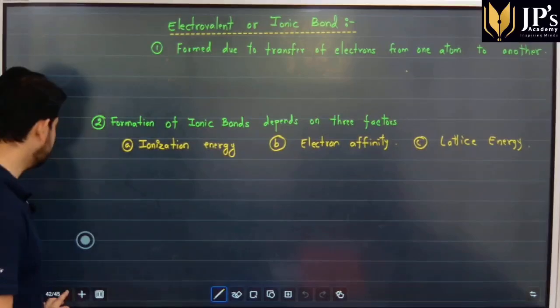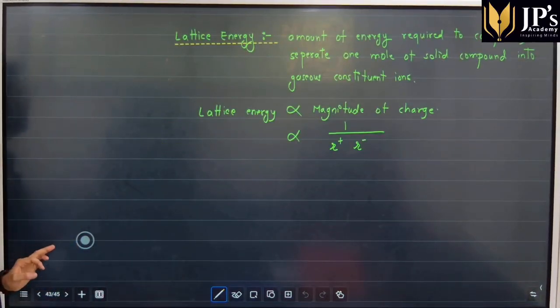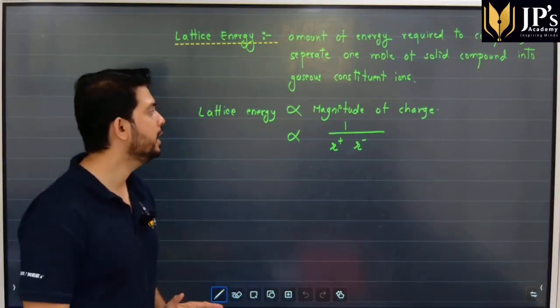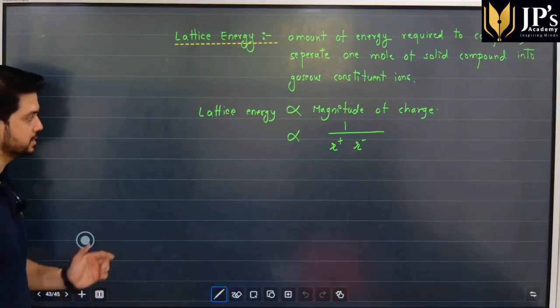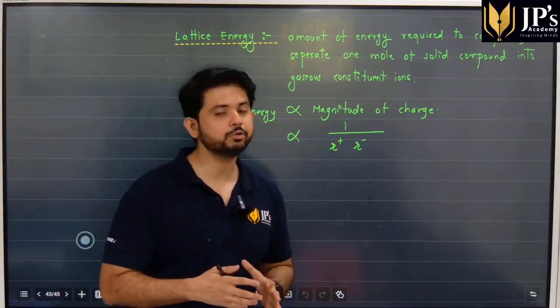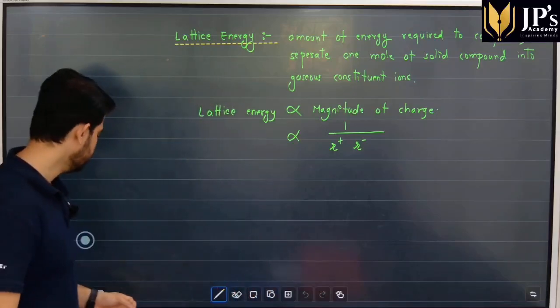So what exactly is lattice energy? Lattice energy is the amount of energy required to completely separate one mole of a solid compound into its gaseous constituent ions. The lattice enthalpy or lattice energy is directly proportional to the magnitude of charge on the cation and anion, and it is inversely proportional to their size.